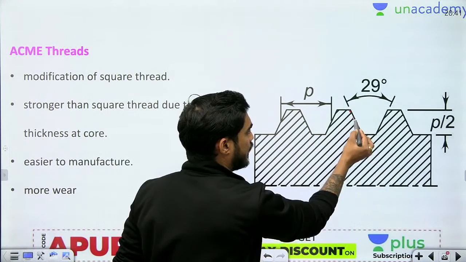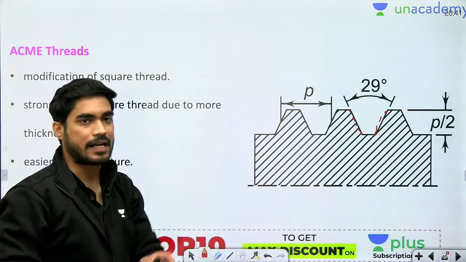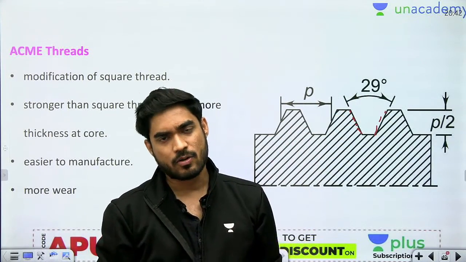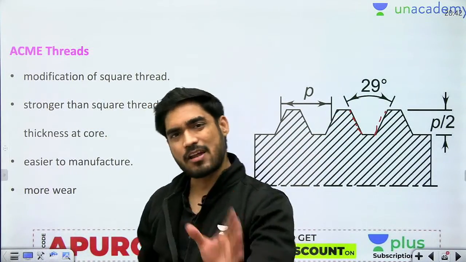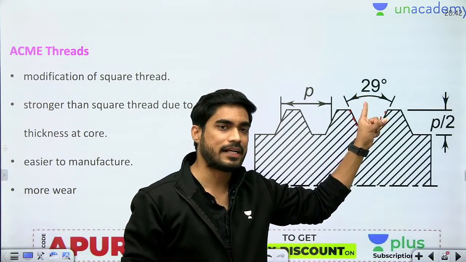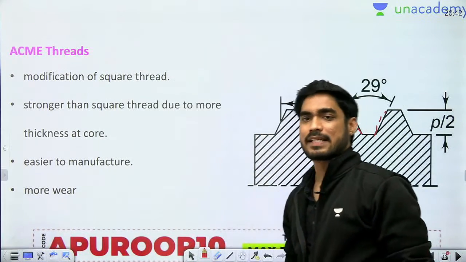And what is the thread angle? The thread angle is 29 degree. Okay, thread angle is 29 degree. If you make it 30 degree, then it is known as metric thread. Okay, metric threads and acme threads are almost same, only this angle का difference is there. 29 degree की जगह वहां पे क्या रहता है? 30 degree.